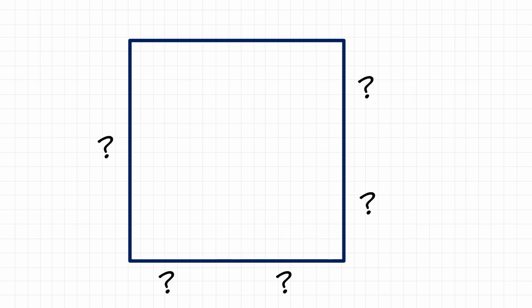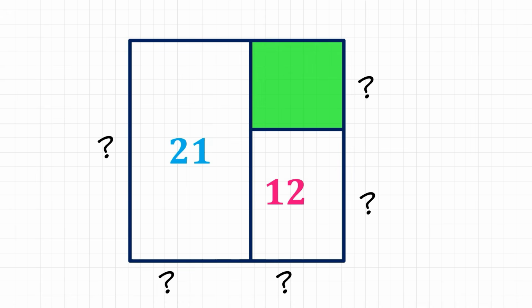Let's start by defining our canvas. Since the outer shape is a perfect square, let's label its full side length as S. And for our unknown green square, let's label its side length as X. With our stage set, let's look for our first clue.